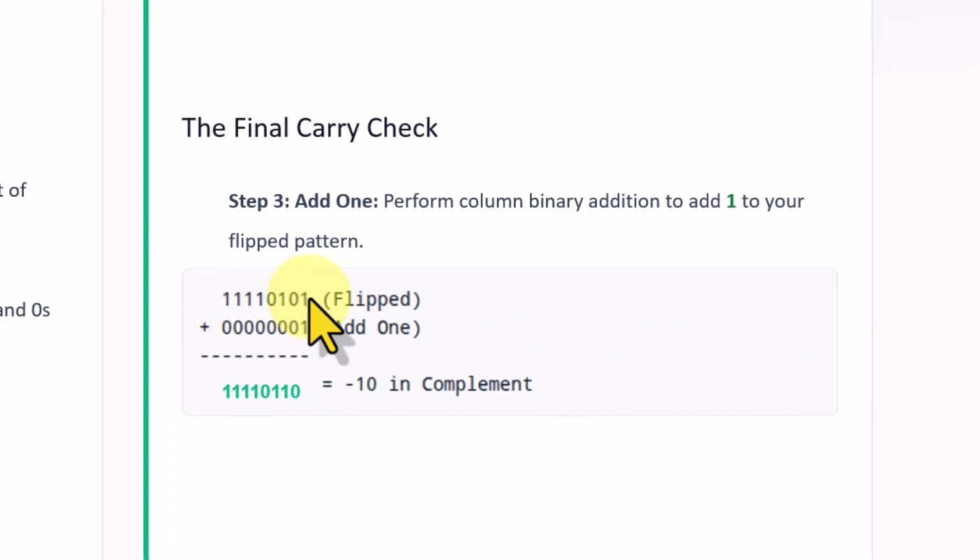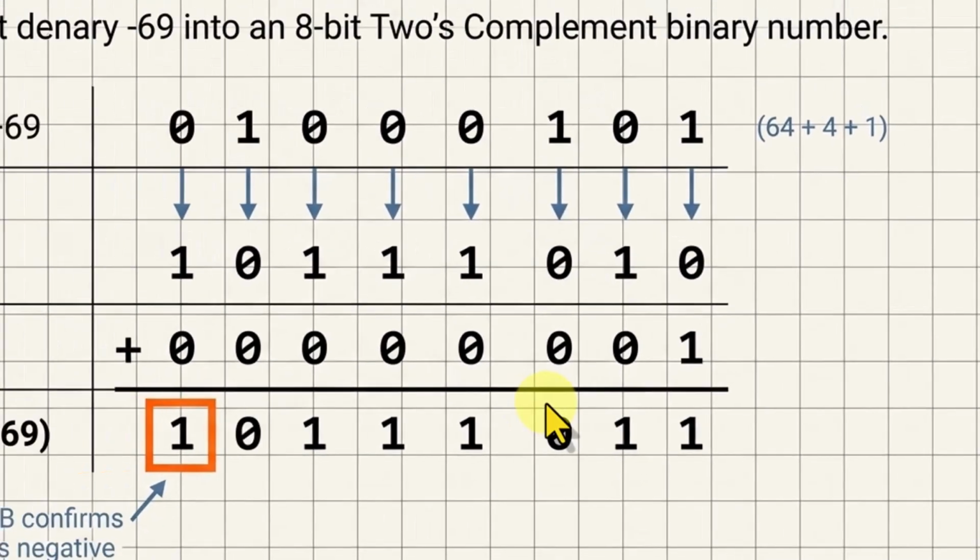So now this is the flipped number, and we are adding 1 to that. We will get something like this. Now in two's complement, this can be read as negative 10. So always when you are told to change a negative number to binary in two's complement, you have to follow these three steps.